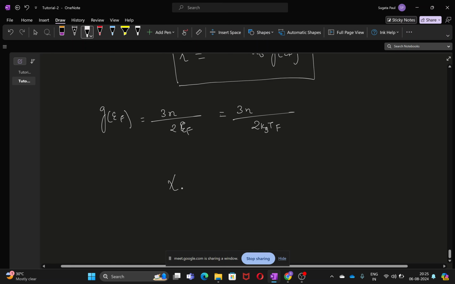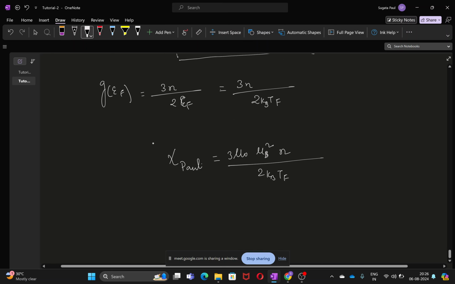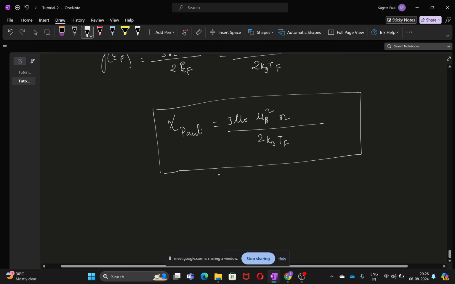So the whole expression of chi, the Pauli susceptibility, equals mu naught mu b squared, Bohr magneton squared, times 3 into electron density divided by 2 Kb Tf, as I had written earlier. As you can see in this whole expression, there is no dependence directly on temperature. So this is temperature independent, as was asked in the question. And you also see that this has a positive sign. That means it is a paramagnetic susceptibility.